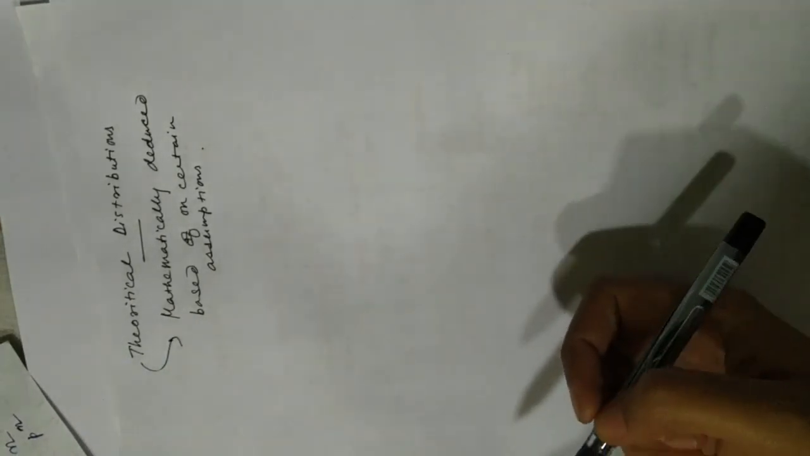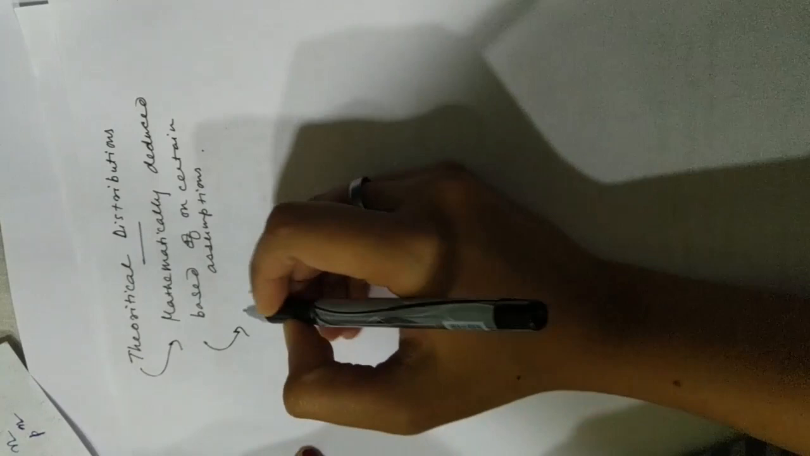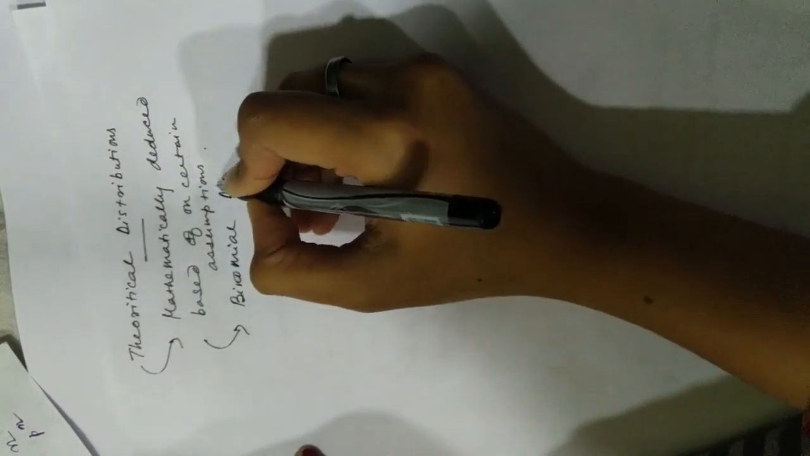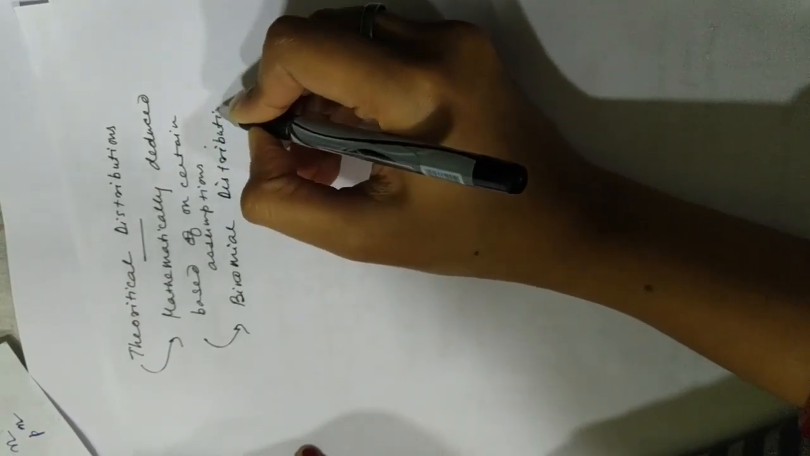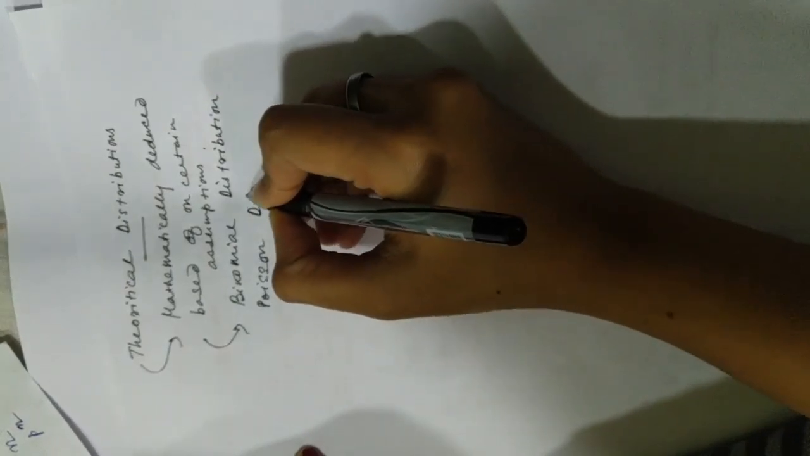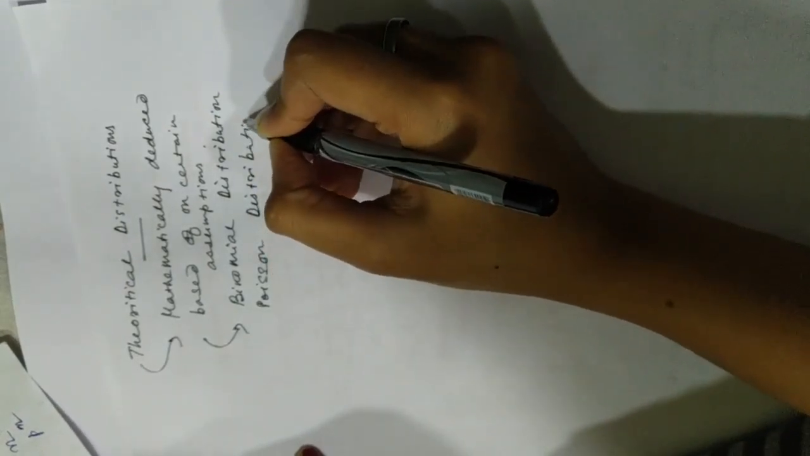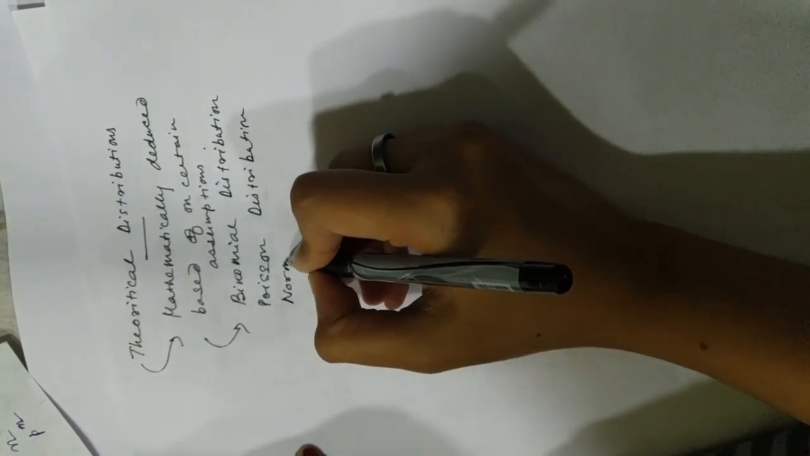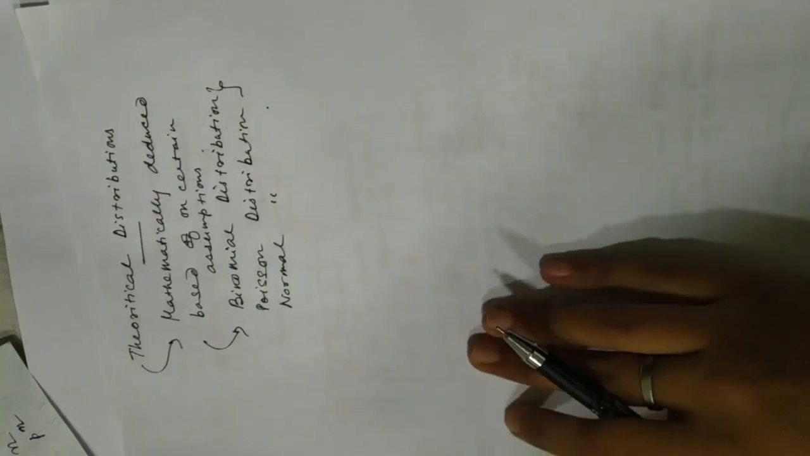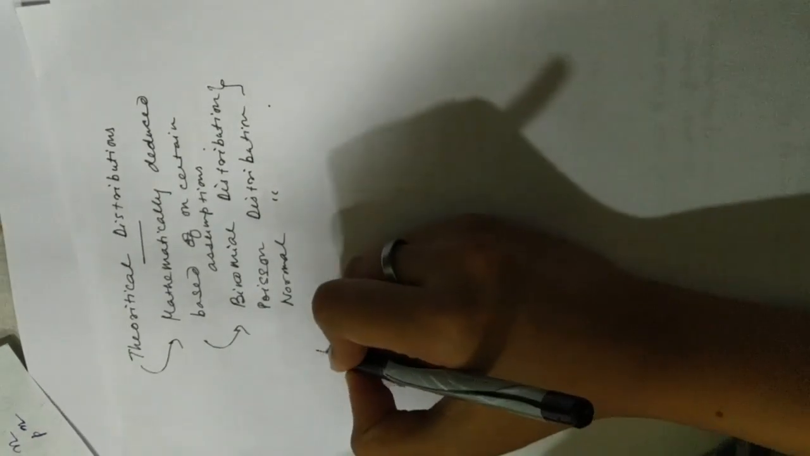We will be discussing three important theoretical distributions, namely binomial distribution, Poisson distribution, and normal distribution. Now the first two are discrete probability distributions, whereas normal distribution is a continuous probability distribution. Okay, so we'll come to these later. Today we will start with binomial distribution.